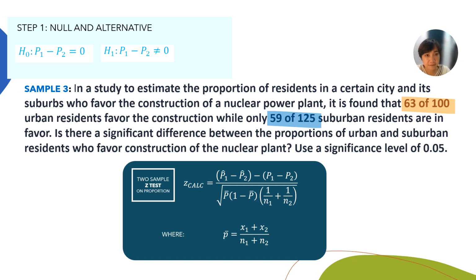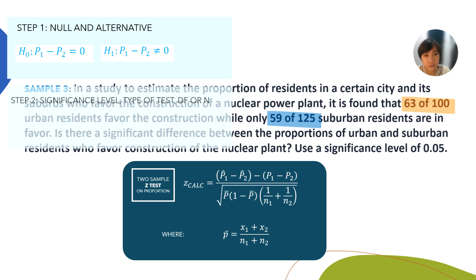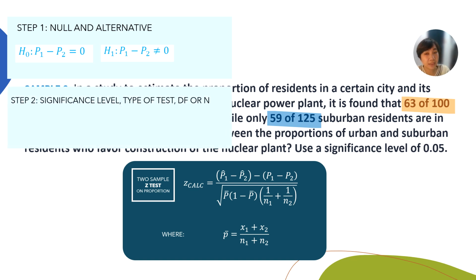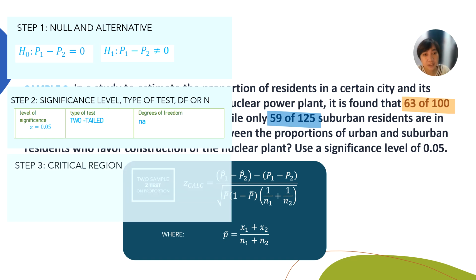Step 2, identifying the value needed to get the critical value, and that is the level of significance, which is 0.05, and the tail, which is two-tailed. Step 3, identify the critical regions, and the critical value from the left, that is positive.